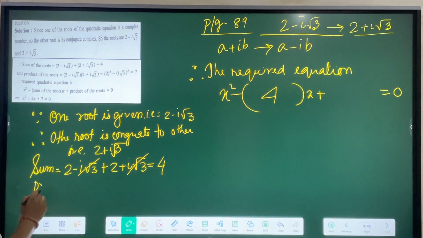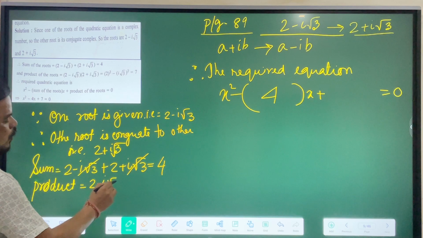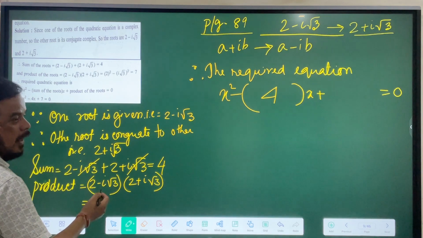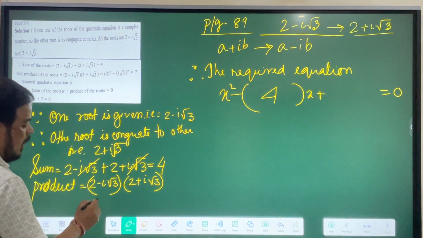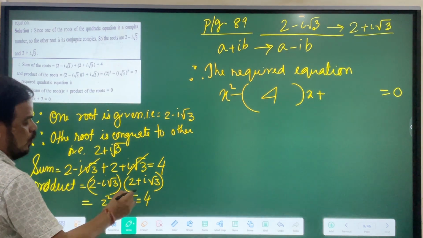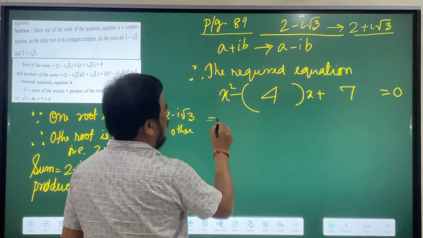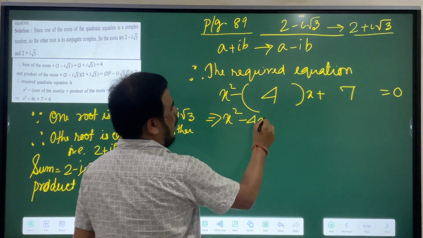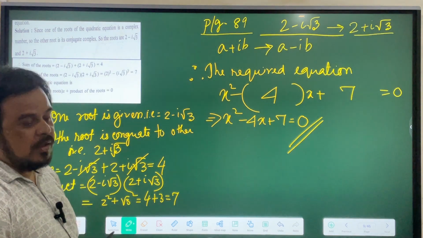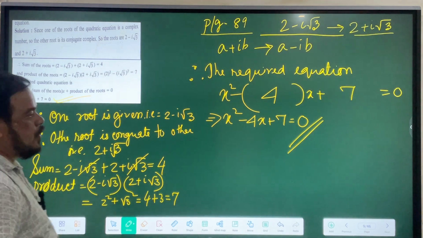Then the product. Product means multiplication: 2 minus i root 3 into 2 plus i root 3. We know the formula: a minus ib into a plus ib is a square plus b square. 2 square is 4, root 3 square is 3, that is 7. So here you will get 7. So what is the equation? x square minus 4x plus 7 equals 0. This is the required equation which we are supposed to find out.